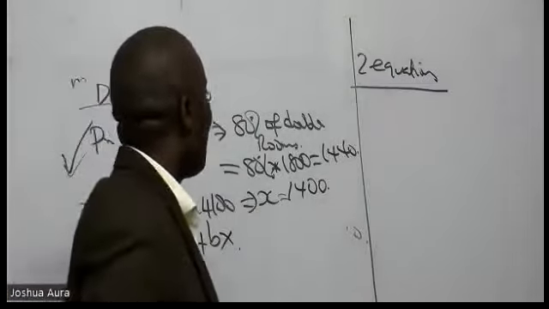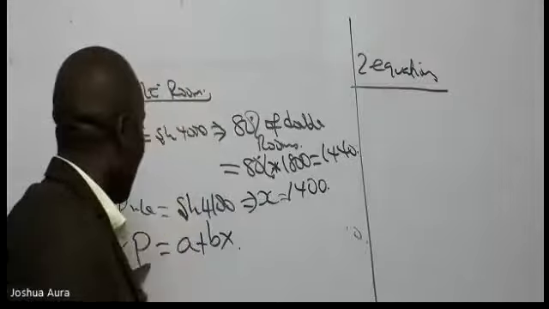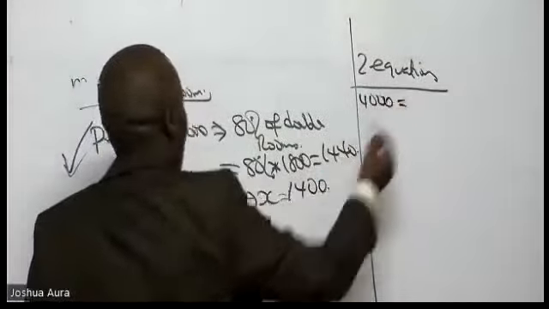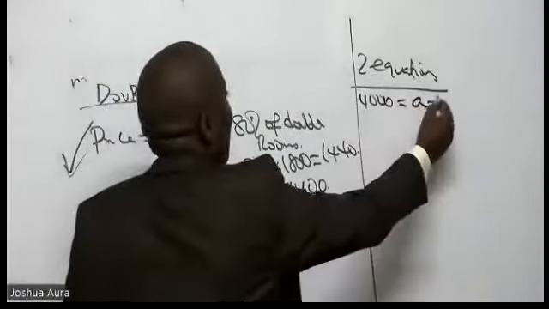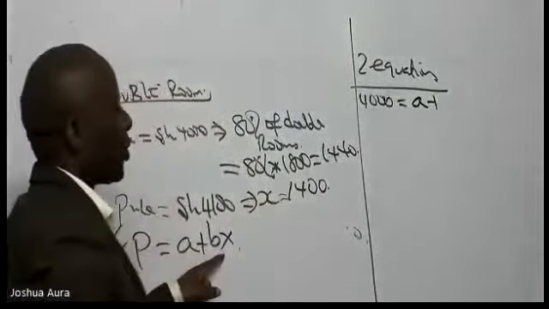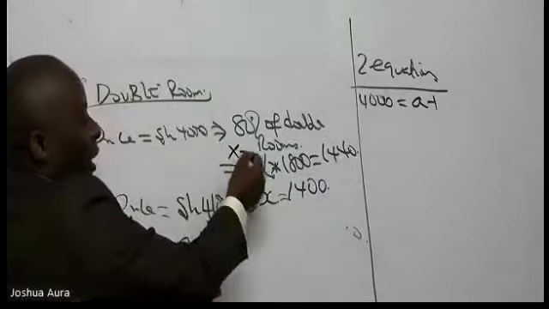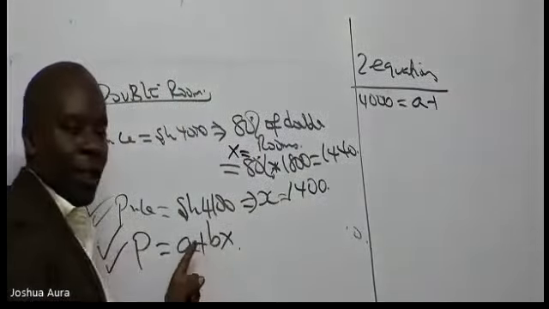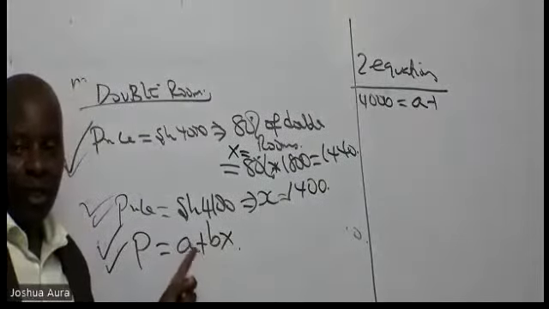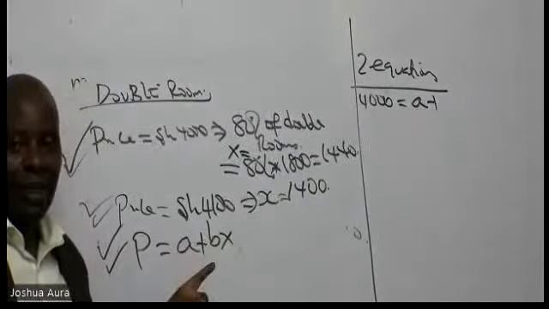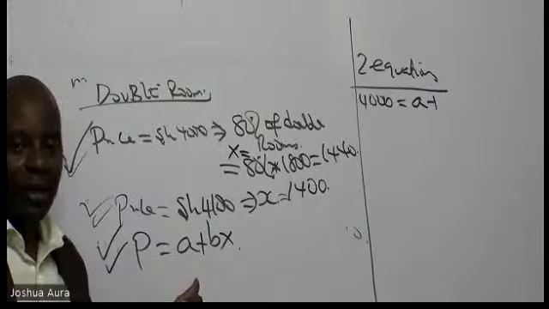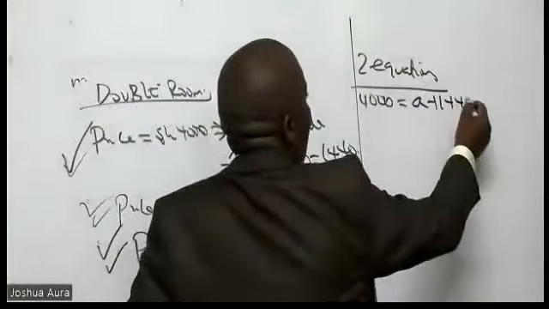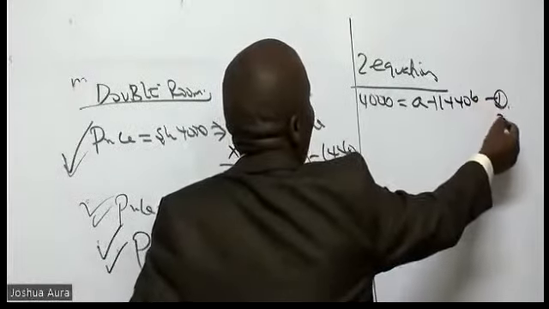When you plug in the first point, the price I'm plugging in here is 4,000. The price is 4,000 equals A plus BX. Remember, this is the quantity X. So B times 1440. I can't write it like B 1440, the number must come ahead. So it's supposed to be A plus 1440B, equation number 1.